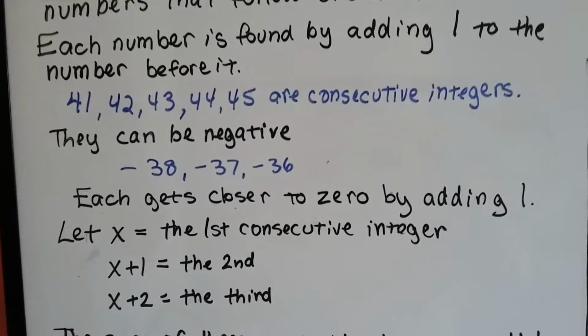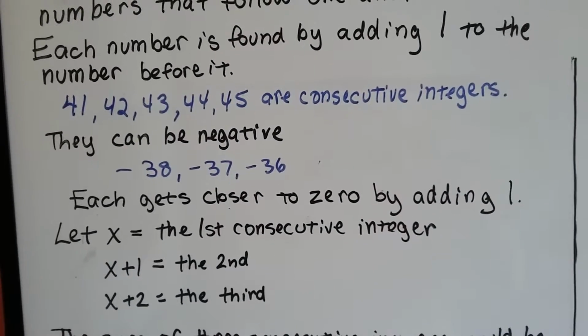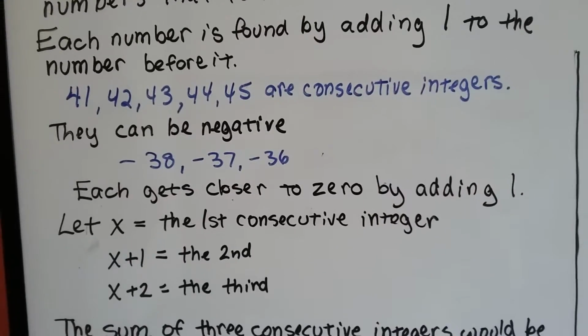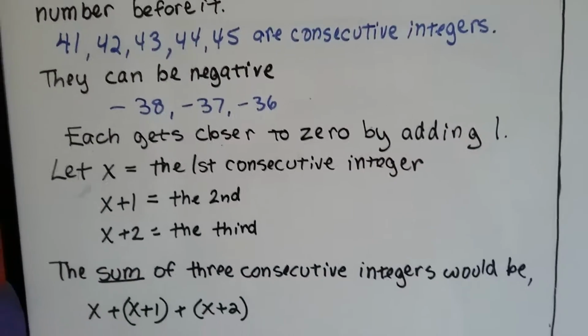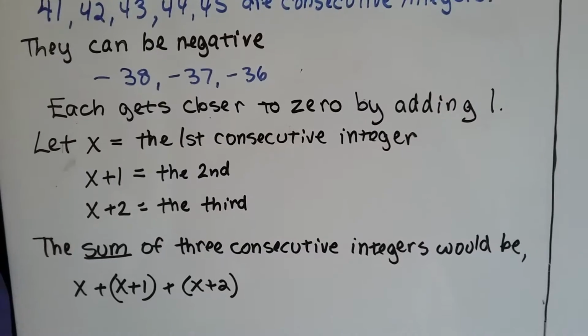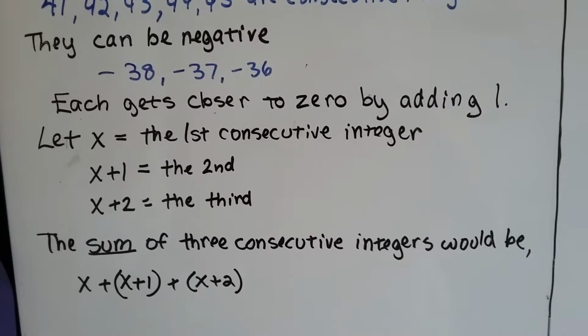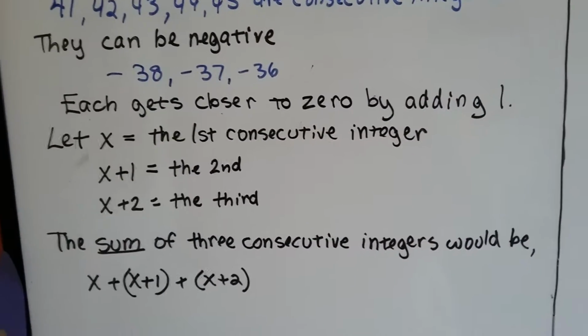So we let x be the first consecutive integer, so x plus 1 would be the second one, and x plus 2 would be the third one. And the sum of the three consecutive integers would be x plus x plus 1 plus x plus 2.